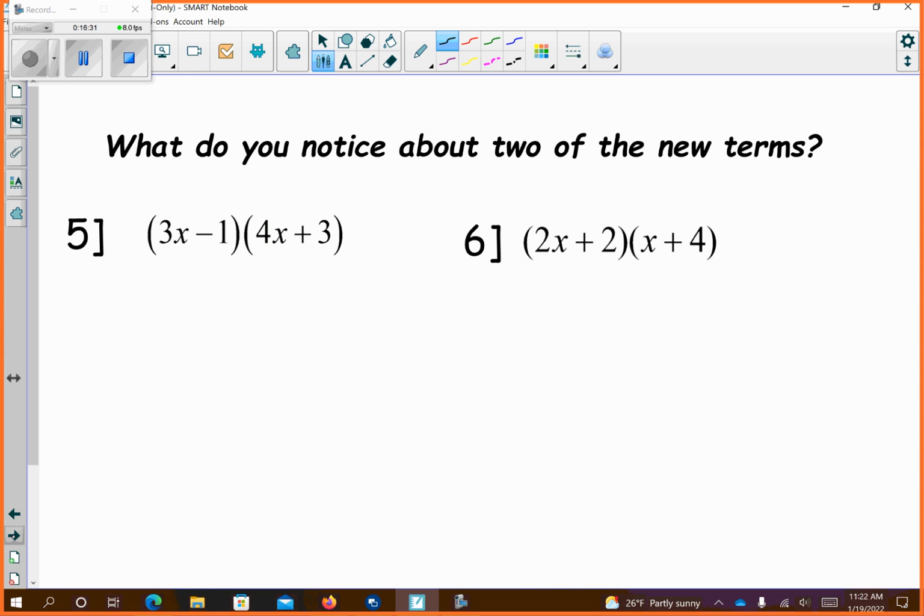Do we have this? Do you have this one? Okay, a little simpler. 3x times 4x.